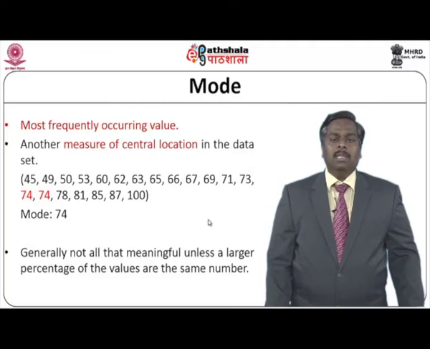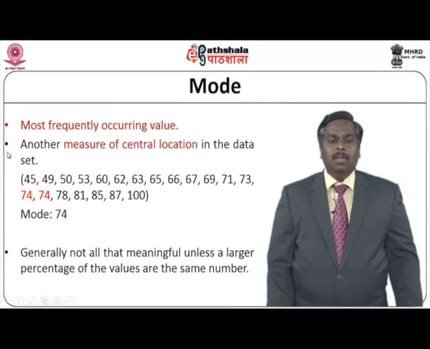Mode is actually the most frequently occurring value in the data set. This is another metric which is used for measuring the central location of the data. In this given data set, we identify 74 as the mode. This is done by identifying the frequency of occurrence of each and every value in the data set, and we find 74 is the value that has occurred most often. Here in this scenario, 74 has occurred twice. Therefore, we consider the mode of the given data to be 74.